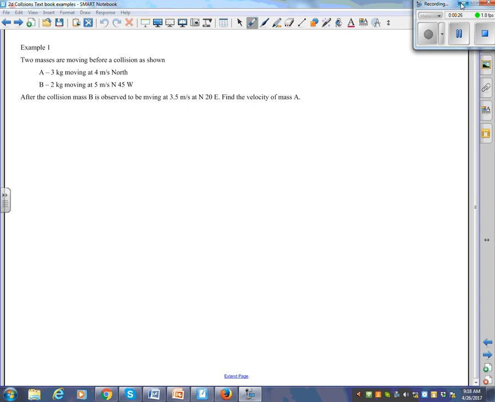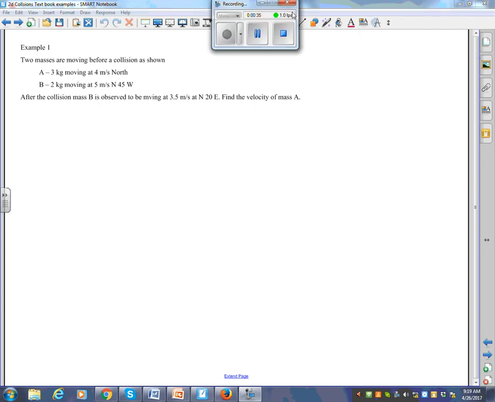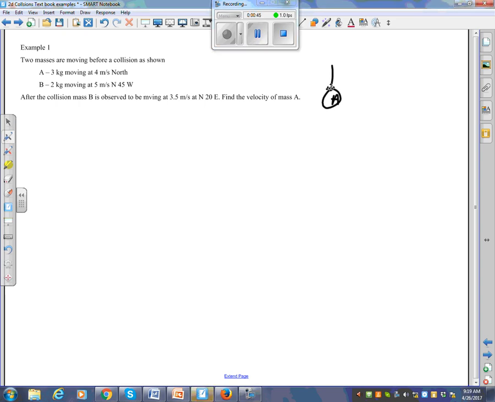That's a lot of words and a lot of numbers, right? Let's start by drawing a picture. Now, how much space? Do you guys have probably space on the right-hand side there? So that's where I'm going to draw it too. So before, we've got mass A moving north, like so. Okay, so mass A is moving north at 4 meters per second. And B is moving at 5 meters per second at north 45 west. So B, I'm going to put in a different color just to make it a little more clear for you guys. It's moving at north 45 west like this.